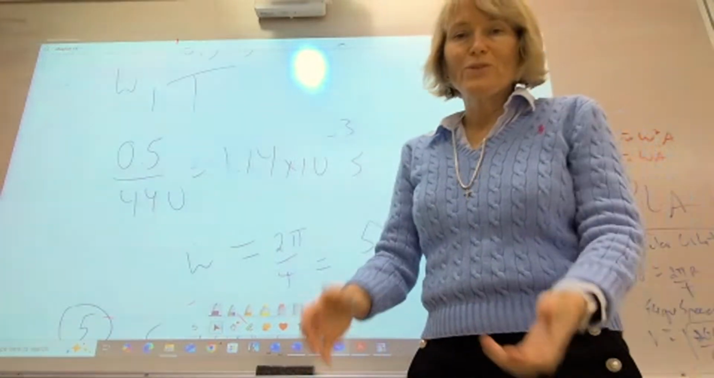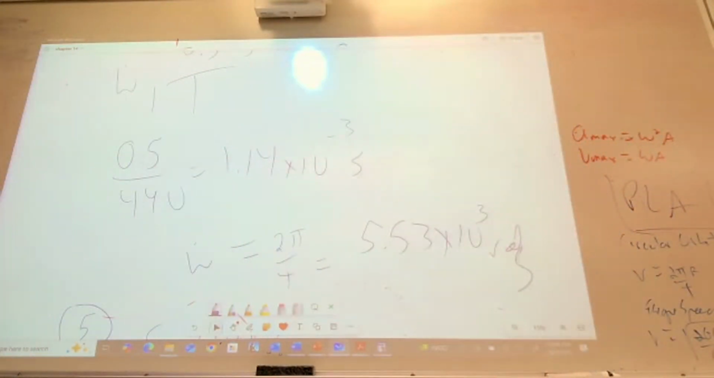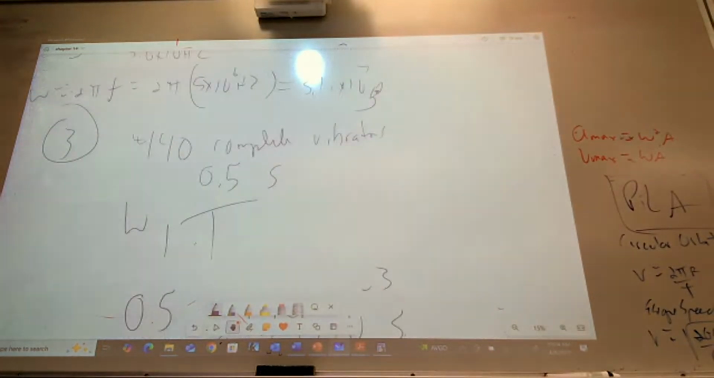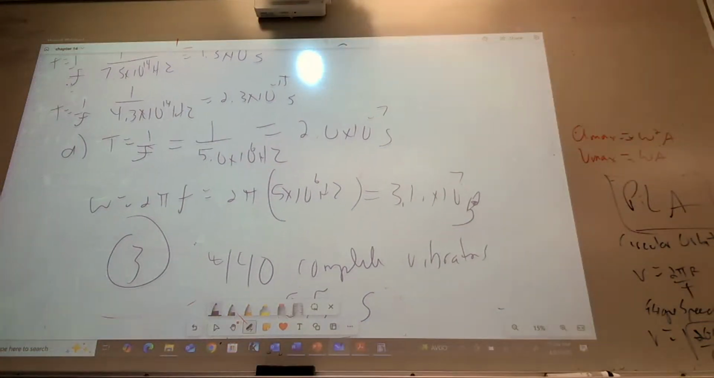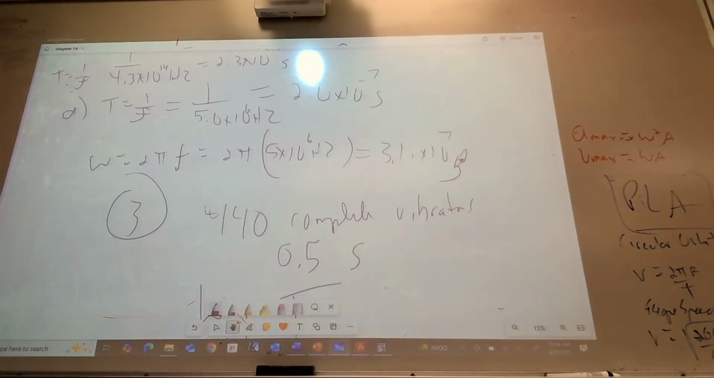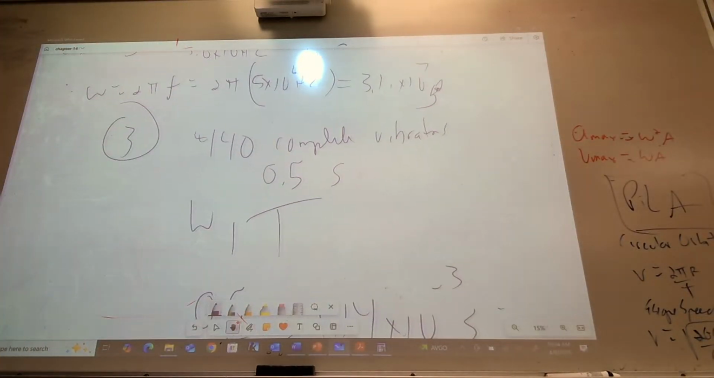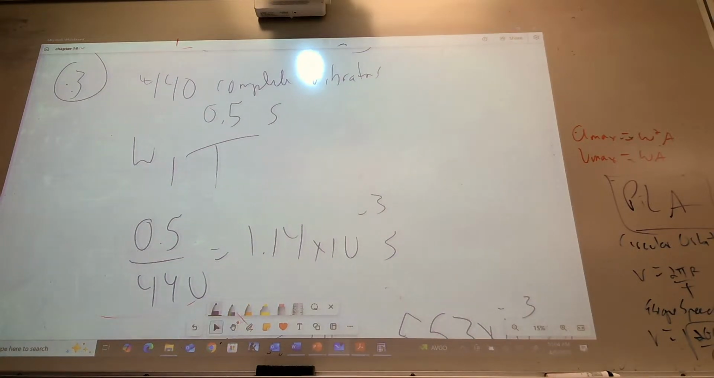Finally, we're working. Okay, so you missed what we've done so far. This thing wasn't working, so we went through and we did 3, where it was 440 complete vibrations in 0.5 seconds. And so they asked us to get omega and period. And so we went 0.5 divided by 440.